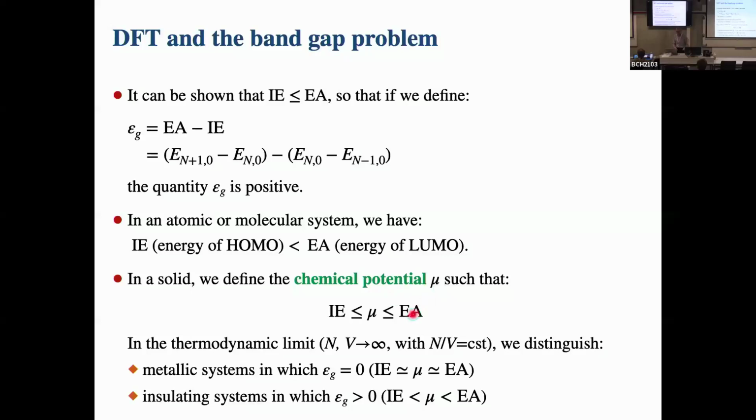Whereas in a solid, we can define a chemical potential that is comprised between the ionization energy and the electron affinity. And if you take the thermodynamic limit of V going to infinity while keeping the number of particles divided by the volume constant, we can distinguish two cases: the metallic system in which this value is going to be equal to 0 because both the ionization energy and the electron affinity are equal to the chemical potential, and an insulating system in which the gap is going to be bigger than 0 because we have a strict inequality between the ionization energy, the chemical potential, and the electron affinity.